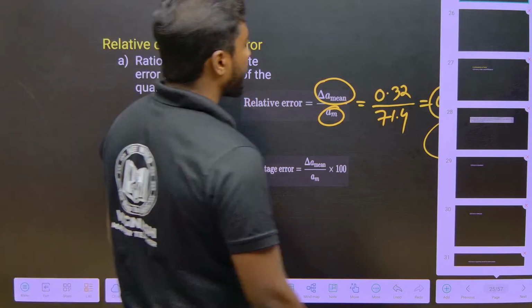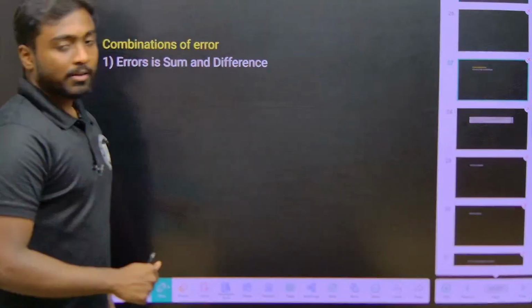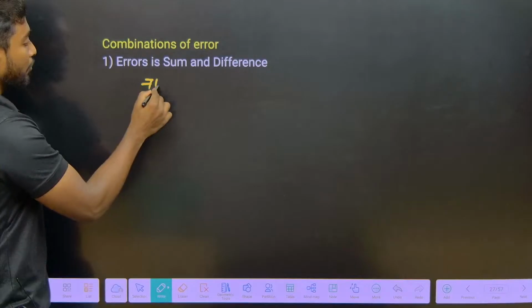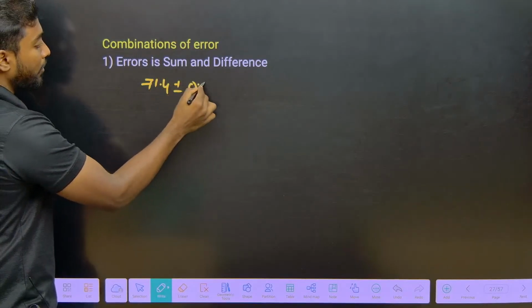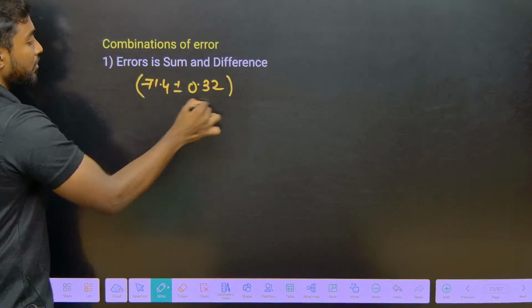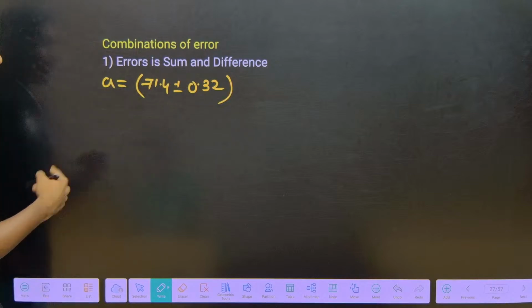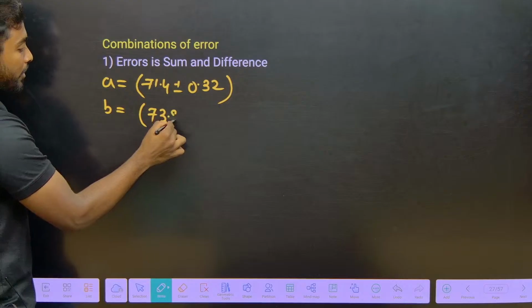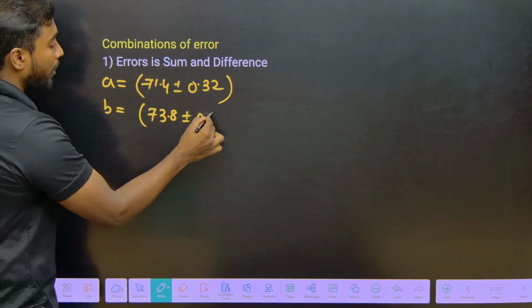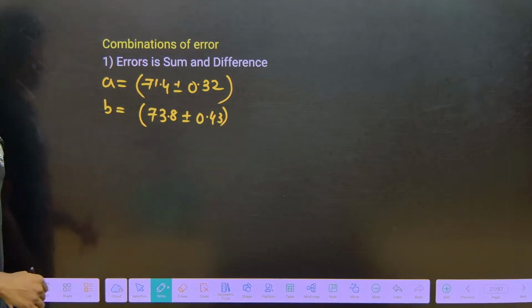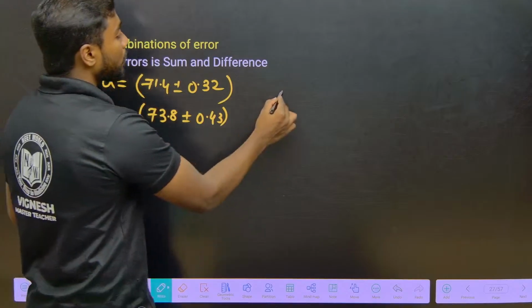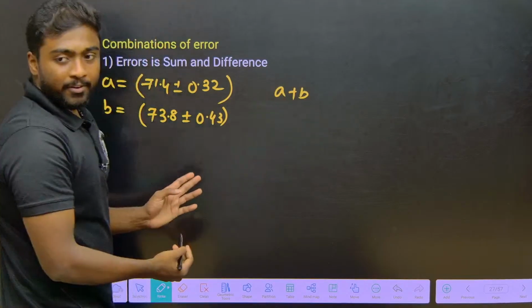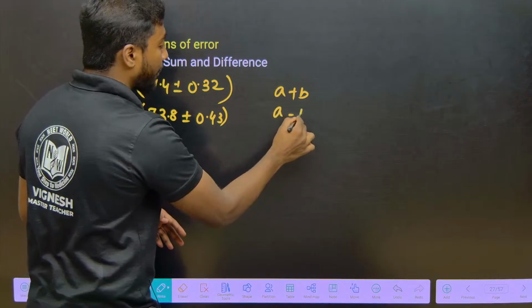Okay, so we will see one more topic, the combination of errors. Suppose for what we got previously, 71.4 plus or minus 0.32. This is one value. The second one they have given us is 73.8 plus or minus 0.43. They are asking me to add A plus B or subtract A minus B.